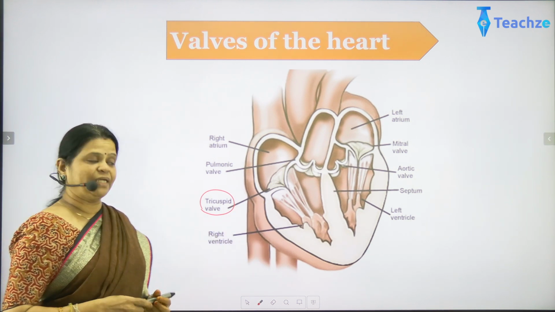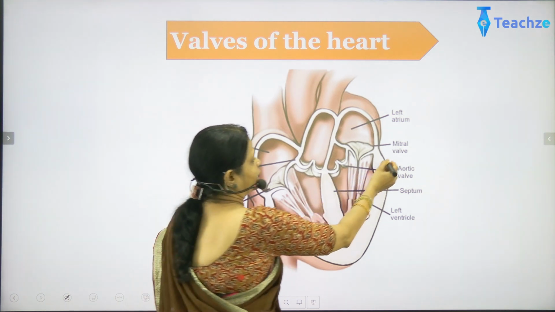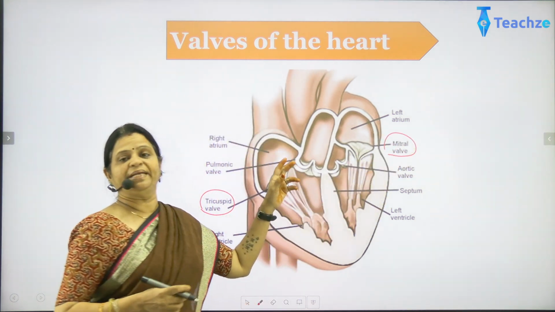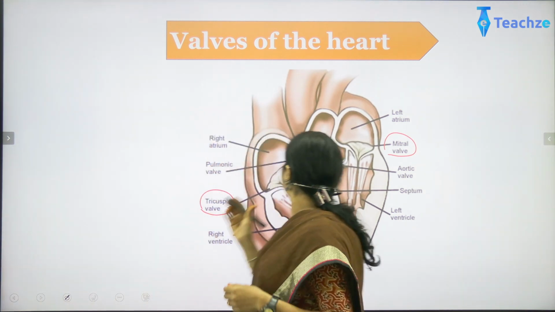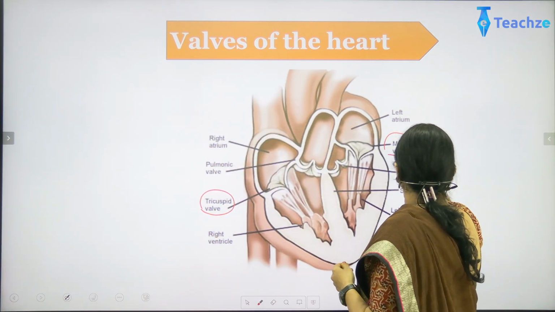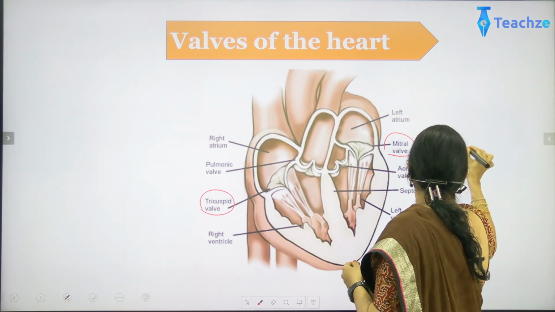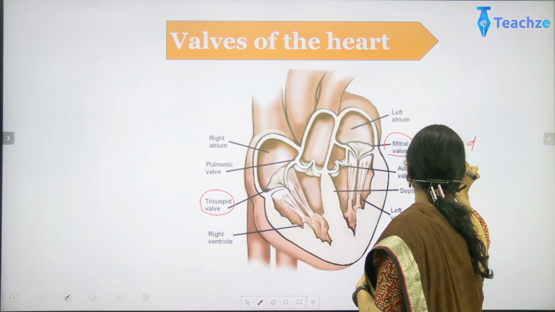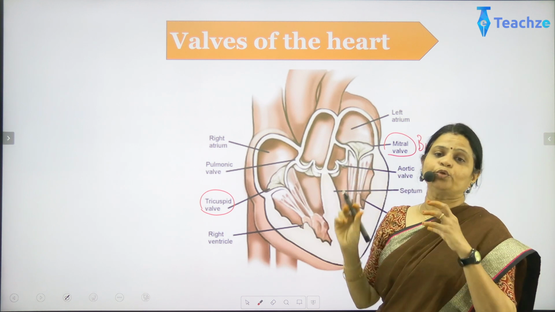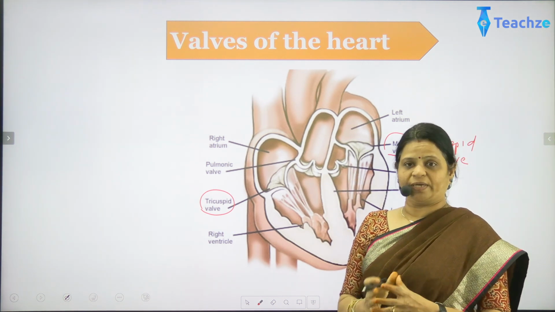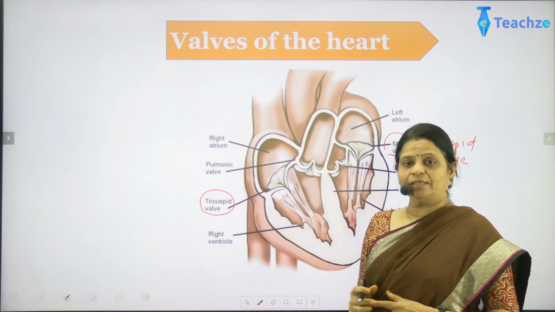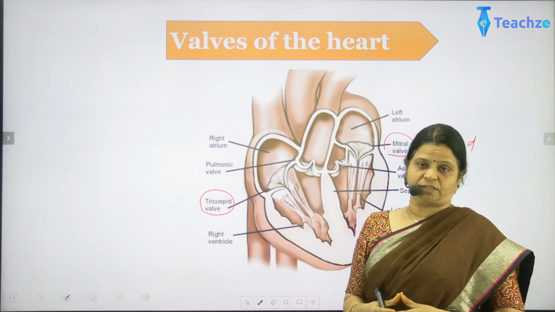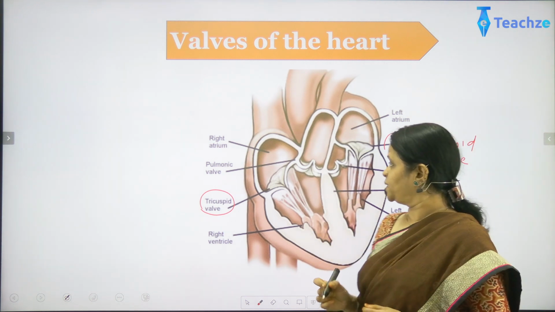Similar to this, on the left side we have a mitral valve. Now what is this mitral valve? The mitral valve is otherwise called the bicuspid valve. In the bicuspid valve, it is only two cups or cusps that we are looking at. So the name given here is the bicuspid valve. It's otherwise referred to as the mitral valve. So that is the name given to this particular valve.